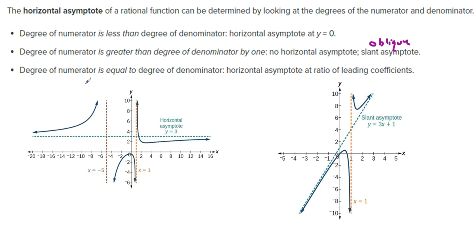All right, so if the degree of the numerator is equal to the degree of the denominator, we're going to have a horizontal asymptote that equals the ratio of the leading coefficients. So if I had like 6x squared blah blah blah over 2x squared blah blah blah, I'm going to have a y is equal to 3 horizontal asymptote, which is illustrated right here.